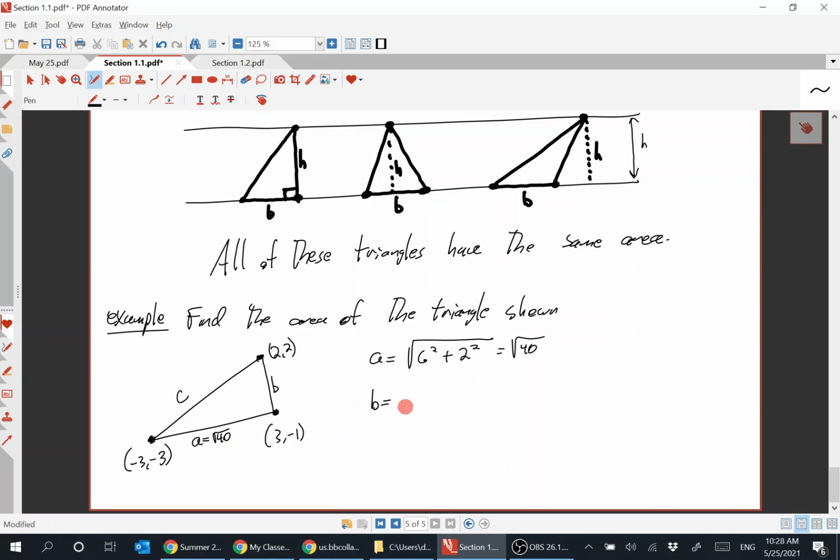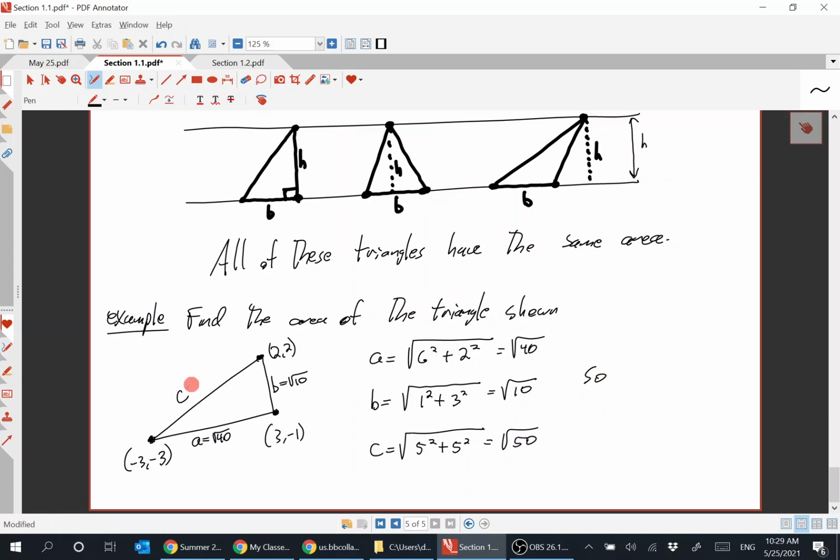And length B, this is going to be the difference in the x coordinates. 2 minus 3 is negative 1. And then the difference in the y coordinates, 2 plus 1. That's 3. So this one is square root 10. And C, 2 plus 3 is 5. And then 2 plus 3 is 5. So this is 25 plus 25, square root 50.